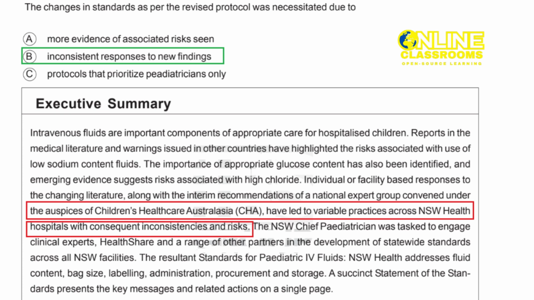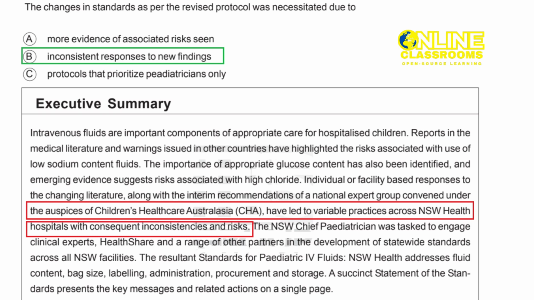B. Inconsistent responses to new findings. Correct answer. This option aligns with the passage's information. The passage talks about how responses to the changing literature, along with interim recommendations, led to variable practices and inconsistencies across hospitals in NSW Health. This indicates that inconsistent responses to new findings were a key factor in the need for revised standards.